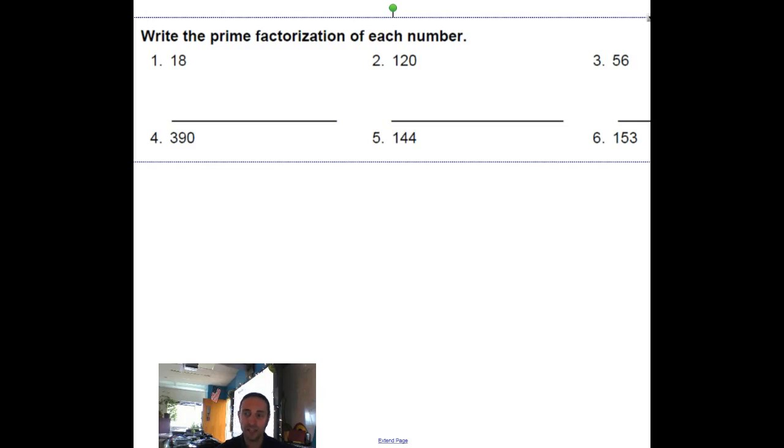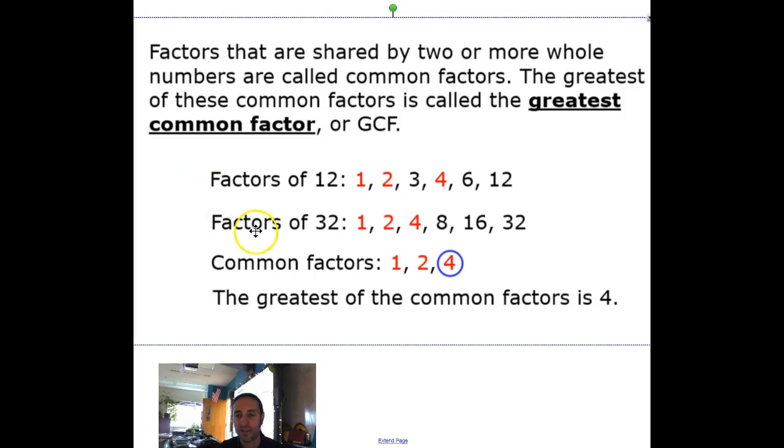Go ahead and try these 6 problems from your worksheet. And then at the very end, after we've gone through this entire exercise, I'll show you the answers and you can see which ones you did correctly and which ones we need to talk about in class. All right, you've tried those 6 problems.